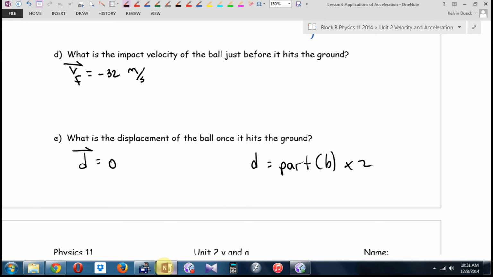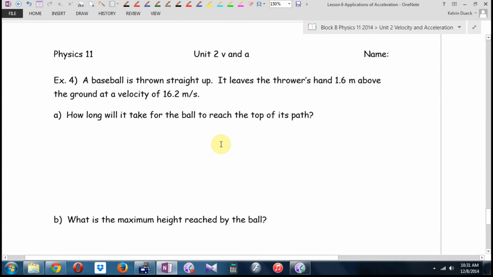Next page. Let's put it all together. The only problem with example 3 is when I throw something, it actually isn't on the ground, because I'm not lying down with my belly on the ground when I throw it. When you throw something, you're standing up. So a baseball is thrown straight up. It leaves the thrower's hand 1.6 meters above the ground at a velocity of 16.2 meters per second. Okay. Now let's be a little more accurate. We'll throw it from 1.6 meters, about this high.